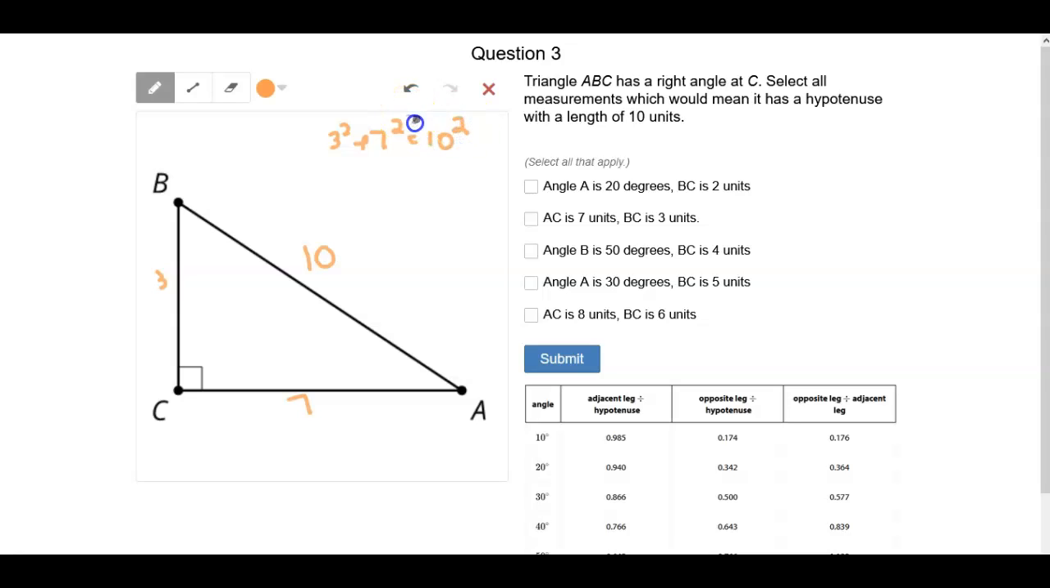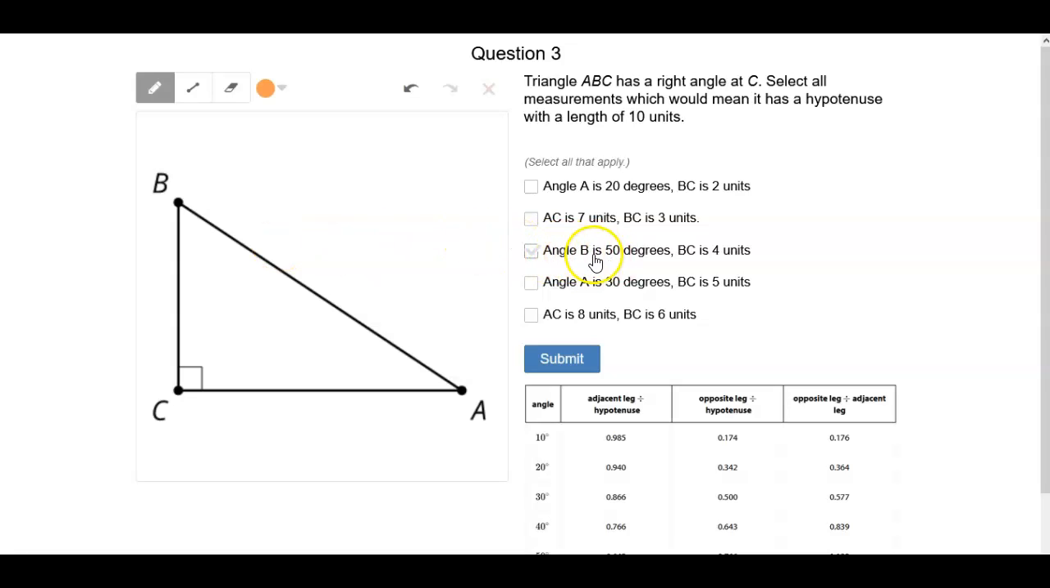Again, I'm just going to put this little triangle up above just to show that we're checking that. So 3 squared, remember it's not 3 times 2, it's 3 times itself, so that would be 9. 7 squared is not 7 times 2, it's 7 times 7, which is 49. And we know that 10 squared is 100. Well, already we can see that in order for these two to add up to 100, this one would have to be much larger than 9. So this is also not going to work to give us a hypotenuse of 10 units.